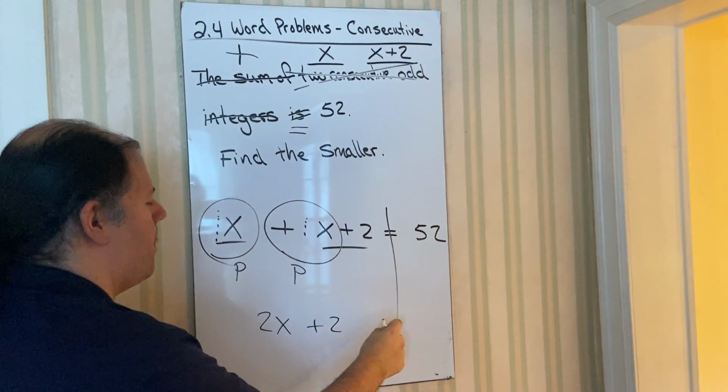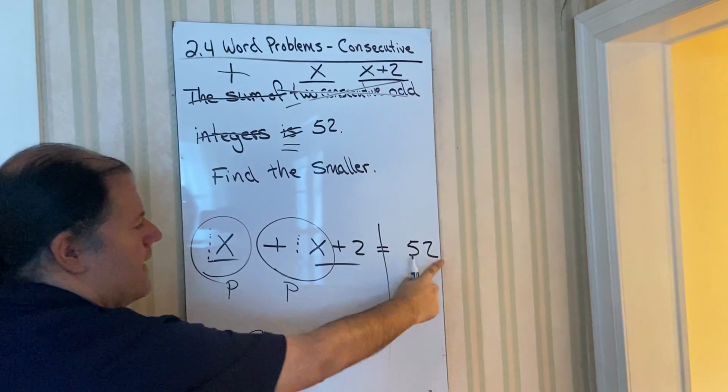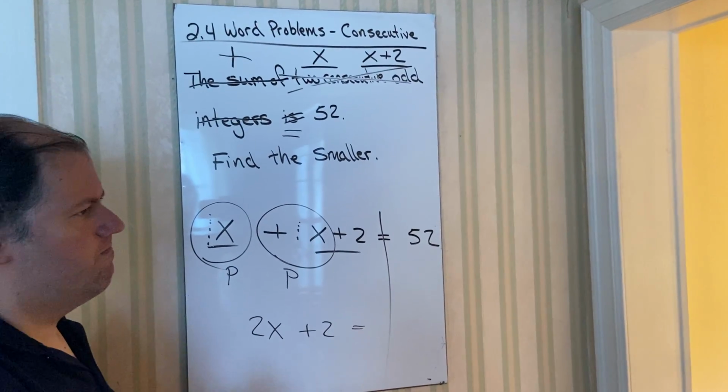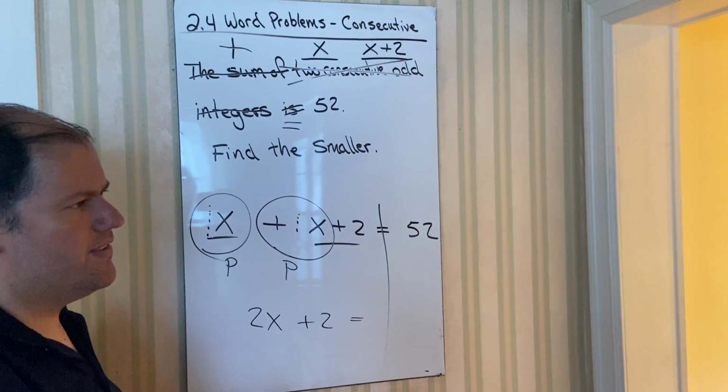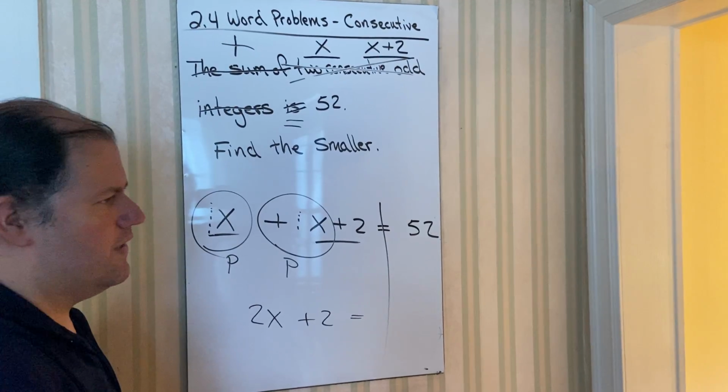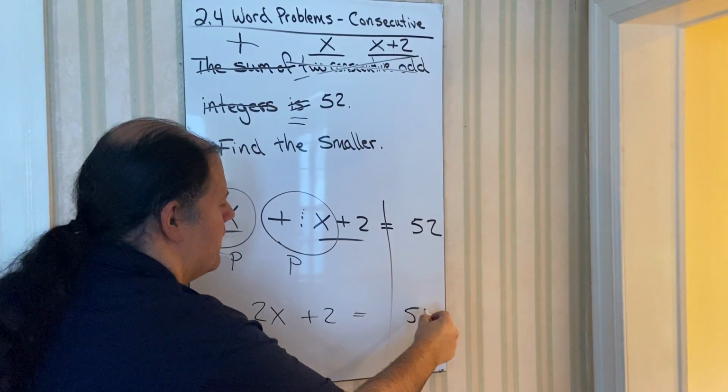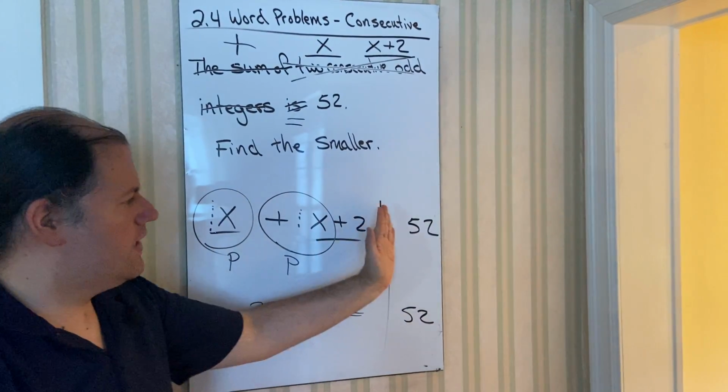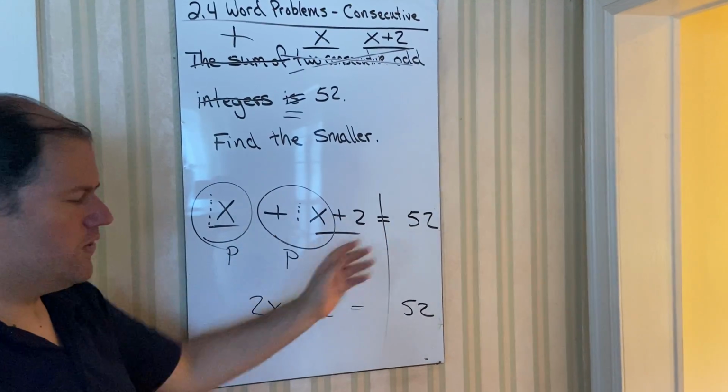Now on this side, can we simplify? No, there's no parentheses, and it's just a plain constant, nothing to collect with. Bring it down. Remember, simplifying, I can only look at one side at a time. I cannot look on both sides.